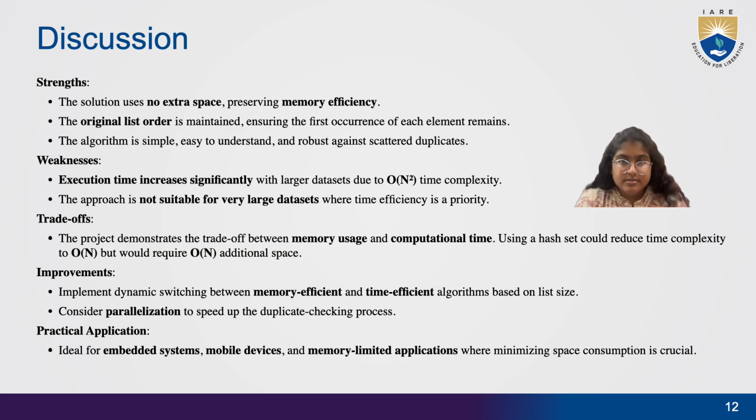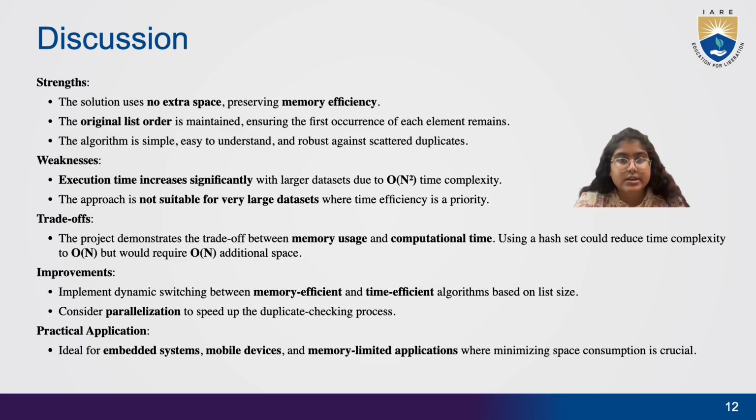The discussion section highlights important observations, which include strengths. Strengths include no additional space usage, preservation of list order, and simple and robust logic. Weaknesses are mainly tied to execution time. O of n squared becomes a limiting factor with very large datasets. The trade-off is clear: we prioritize memory efficiency over speed.